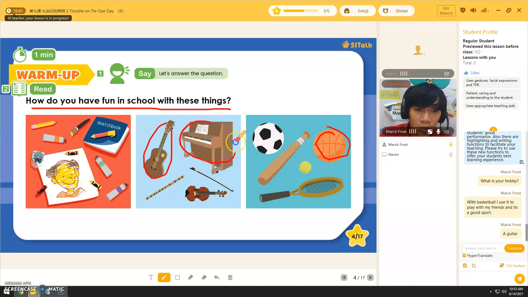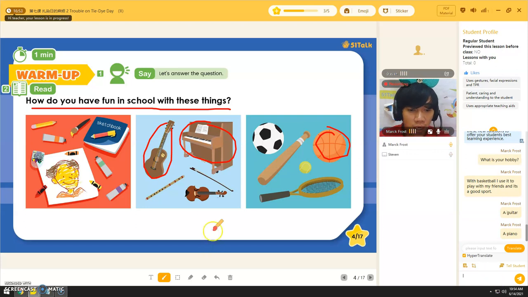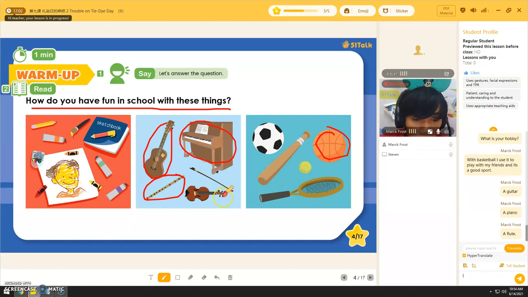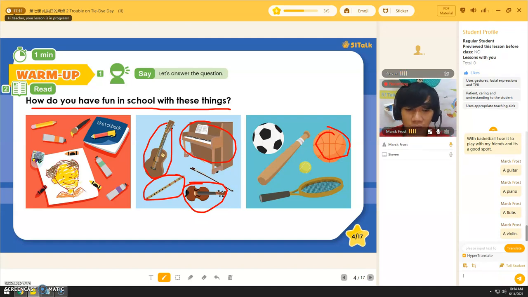How about this one? A piano. Okay. And this one, what is this? A flute. A flute. Okay. And this one, what is this? A violin. Okay, violin. All right. And how about this one? What is this? A tennis racket. Okay.